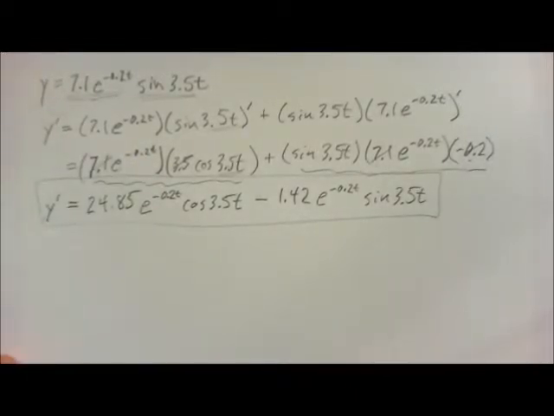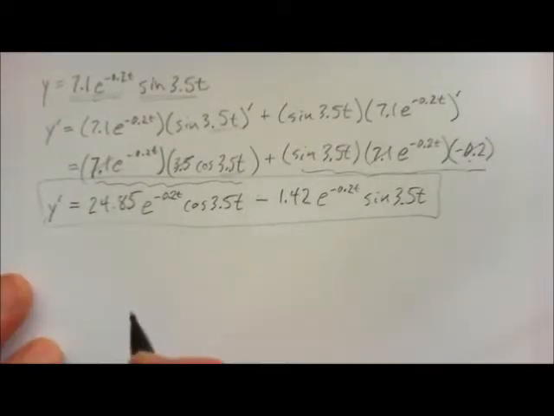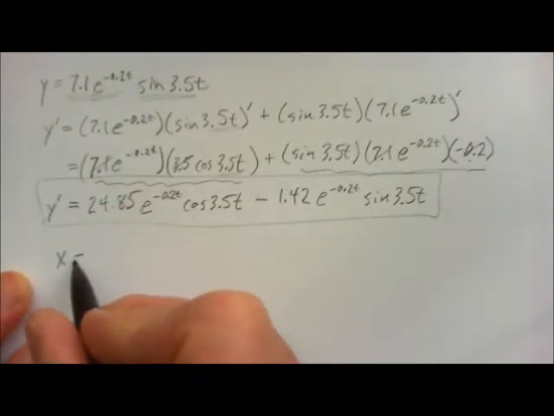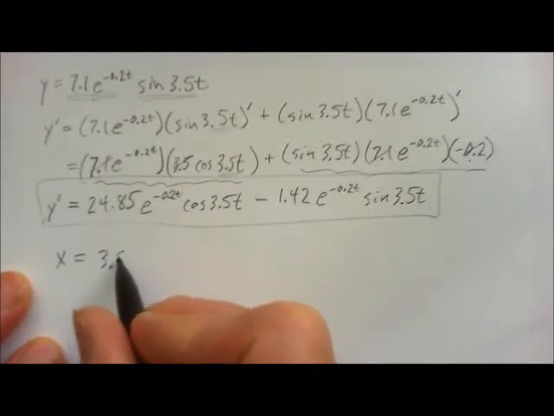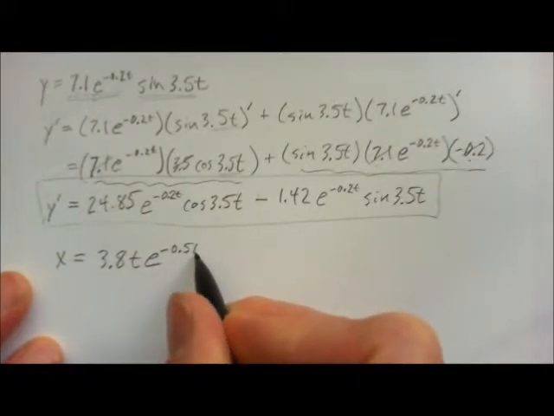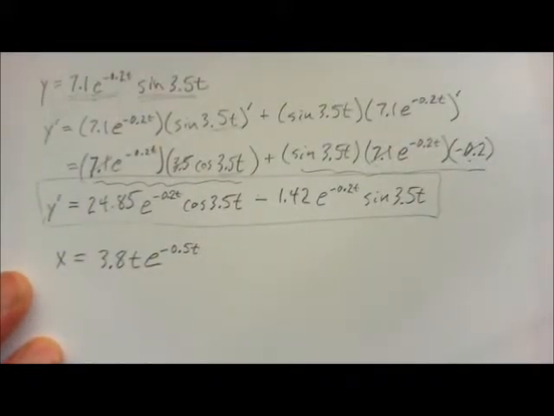Now let's have you try one. The one I want to use is this. Let's use how about x? We'll make x be our dependent variable, and we'll say x equals 3.8 t e to the minus 0.5 t. And again, this is another sort of function that comes up on a fairly regular basis in some of what we'll be doing. So I'd like you to take the derivative of this. You can go ahead and hit pause, and when you're done, hit play again, and we'll see how the solution goes.